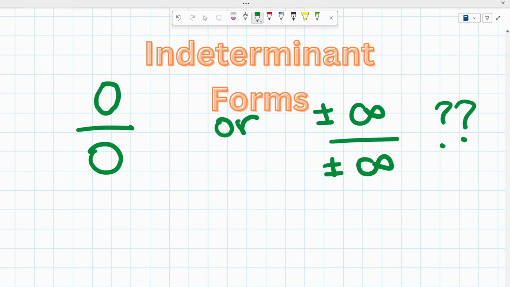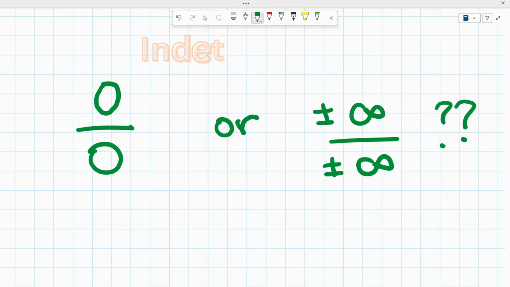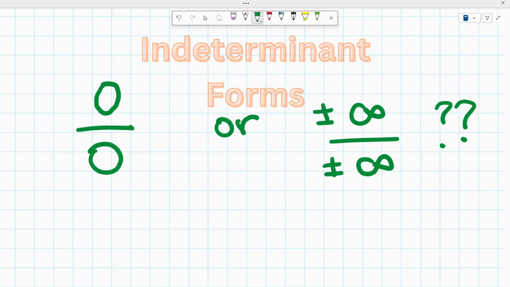How can you take the limit? Is it simply 0 or is it simply infinity? The answer is no. These are considered indeterminate forms. And when you get these two types of indeterminate forms, you can go ahead and use L'Hopital's rule to help you find the actual limit for your problem. So now that we've gotten that out of the way, let's dive into what L'Hopital's rule is.